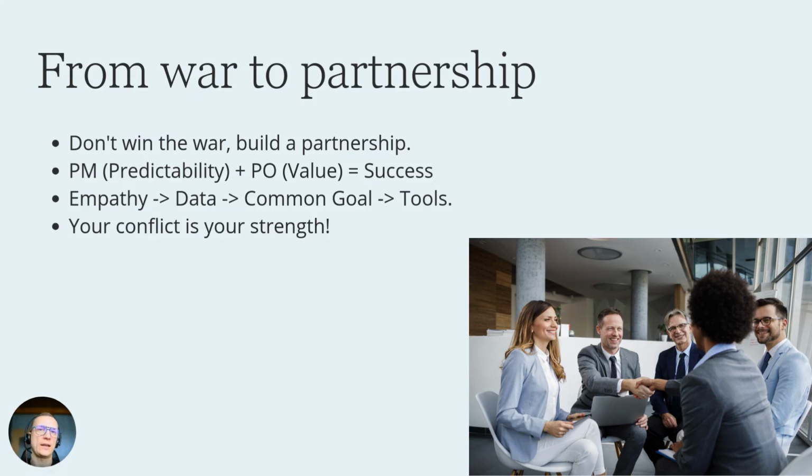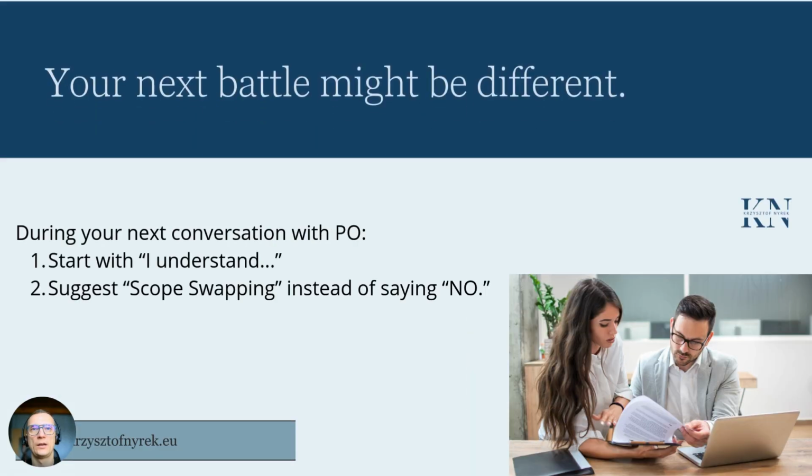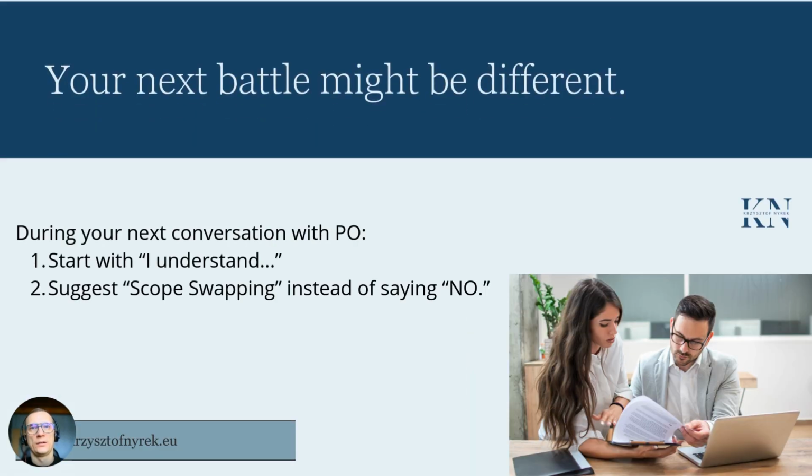Let's add empathy to that. Let's add data so that we work on data that tells us something and not just on what we think. Let's add a common goal, a tool, and together, let's increase the chances of delivering valuable products from the project. Your next battle doesn't have to be like that at all. If you want to change something, if you want a different relationship with the product owner, try starting with the fact that you understand his needs. To understand his needs, try instead of saying no to him, say, okay, let's change this element, let's build this new functionality at the expense of another functionality, or let's use the innovation budget.